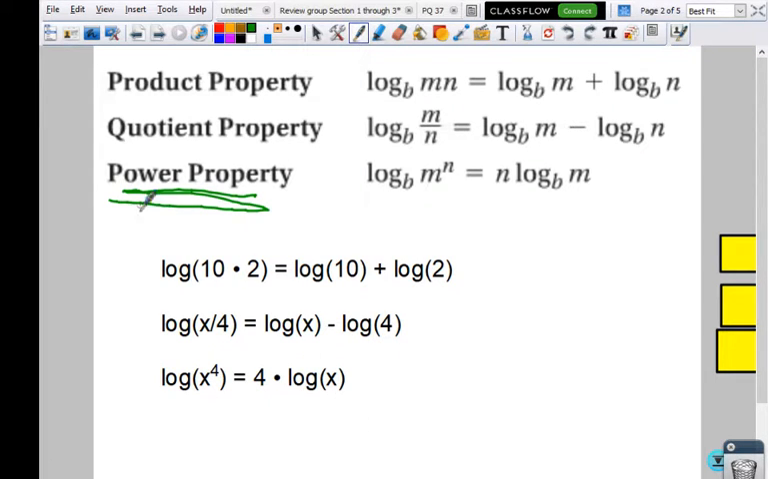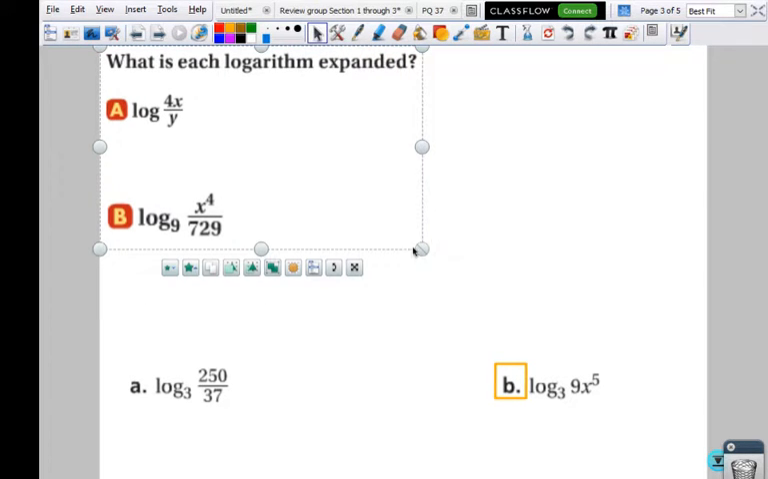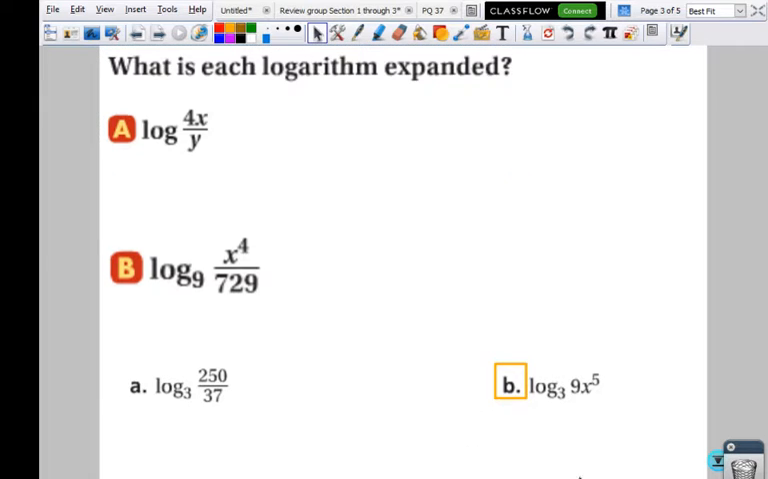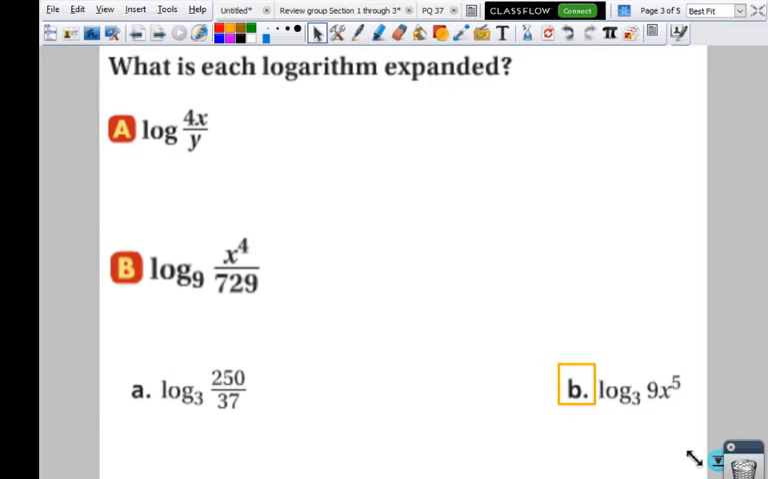So the power property is the most important one. It takes an exponent and drops it down in front. Okay, so we're going to be using these three properties, product, quotient, and power. We're going to start by expanding out each logarithm. I'm going to write these different logarithms out as long as possible.